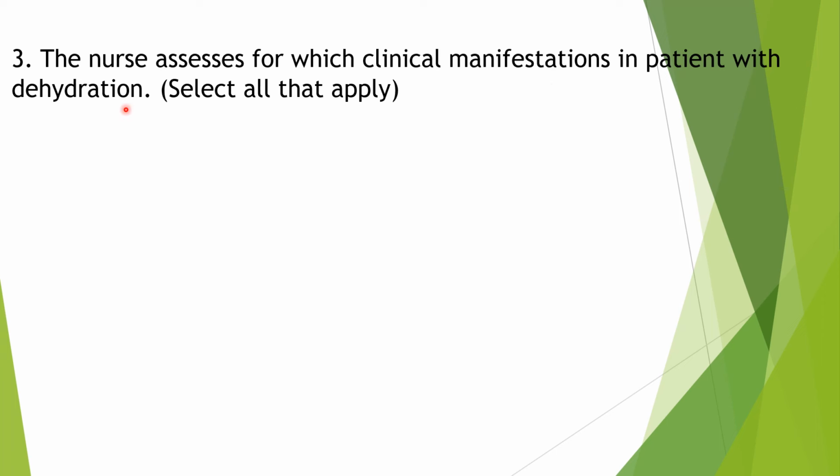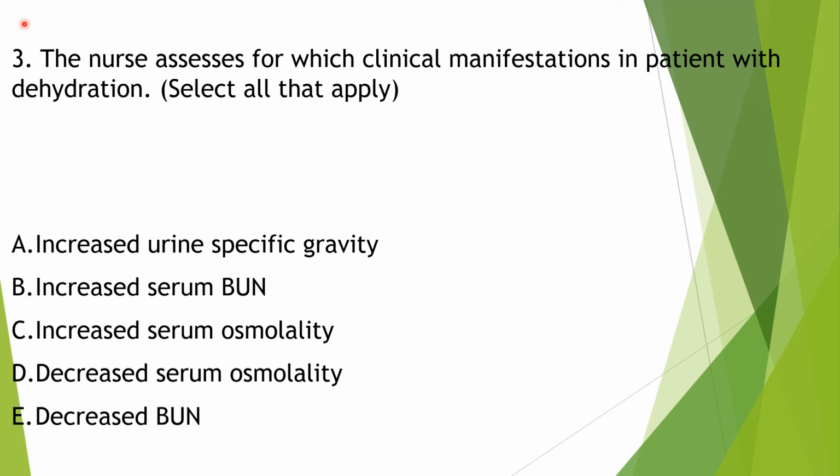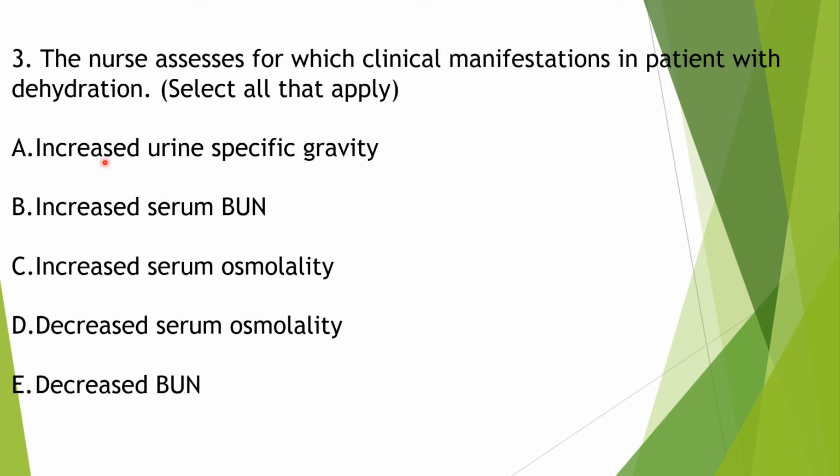Third question, the nurse asks for which clinical manifestation in patient with dehydration. Select all that apply. Options are increased urine specific gravity, increased serum blood urea nitrogen, increased serum osmolality, decreased serum osmolality, decreased blood urea nitrogen. You know that in dehydration, the water present in our body is less and that will result in increased urine specific gravity. The amount of chemical substance in the urine is more compared to the fluid. So that is one answer.